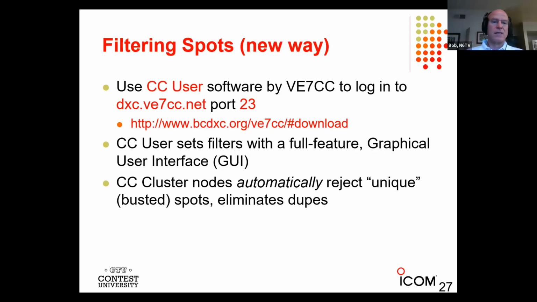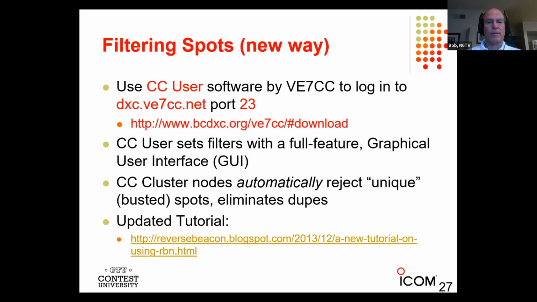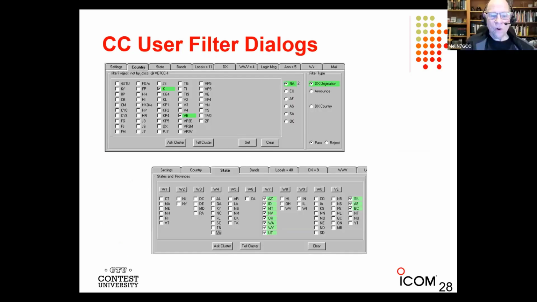So as I was mentioning, CC cluster nodes, by VE7CC, they automatically reject the unique spots and eliminate dupes. So that's a good thing. And there's a tutorial at this link that I recommend. I call it a new tutorial, but it's actually still accurate on how to use CC User, which hasn't changed that much. So Bob, we will get you to send us the PowerPoint because I think these links are fantastic. Yeah, it'll be in PDF form, but the links will still work. And if they don't, let me know and I'll fix it.